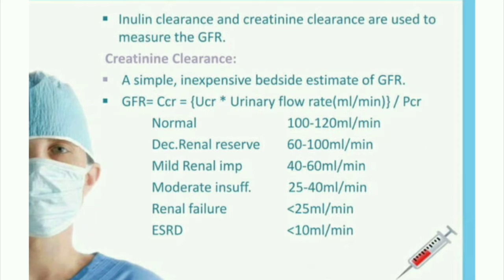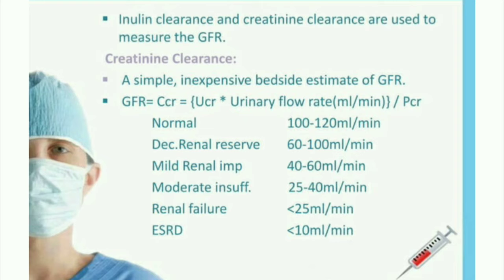Inulin clearance and creatinine clearance are used to measure GFR. Creatinine clearance is a simple, inexpensive, bedside estimate of GFR. GFR is equal to CCR, which equals UCR times urine flow rate in milliliter per minute, divided by PCR. Normal is 100 to 120 milliliter per minute.